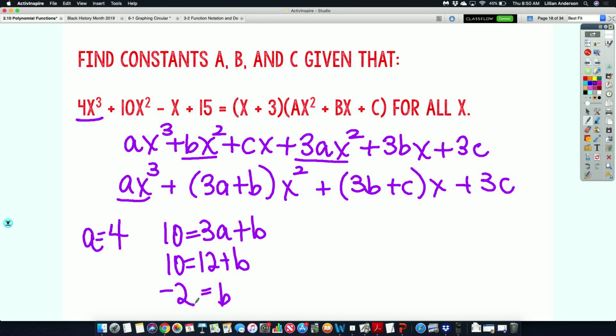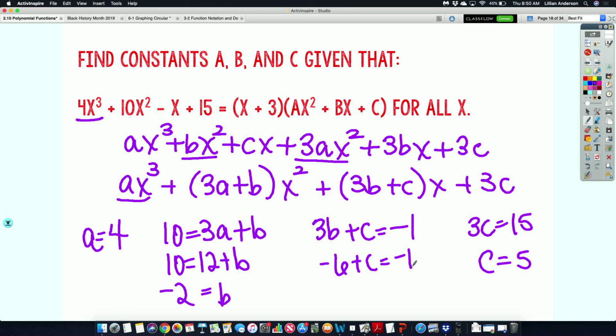And then we have 3b plus c would be equal to negative 1. Or we could do 3c has to be equal to 15 because that's our constant. What is c? c is 5. It would be the same thing that we would get if we had plugged in b. That would have been negative 6 plus c equals negative 1, and then c would be 5. So then you find your constants a, b, and c. Yes, you could have done this also using synthetic division.